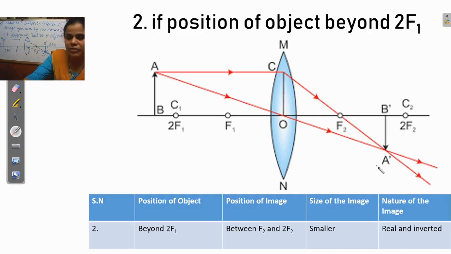It's clear, student? The nature of the image is real and inverted. Inverted means you find an inverted image.